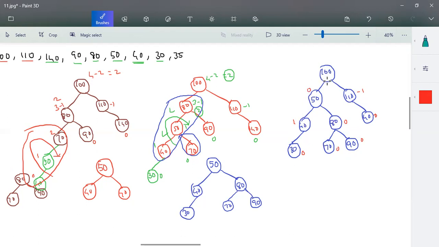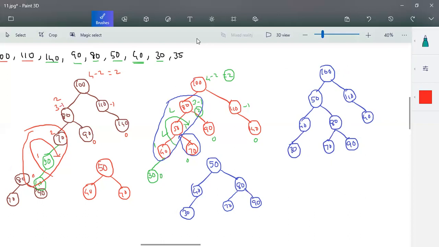And for 100, height of left subtree is 1, 2, 3, and height of right subtree is 1, 2. So it is 3 minus 2 equal to 1. So all the balance factors are either 0 or 1 or minus 1, so not an issue. Now we'll proceed with the next insertion.